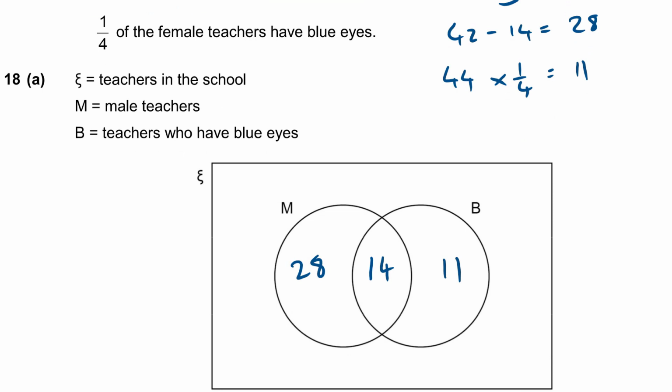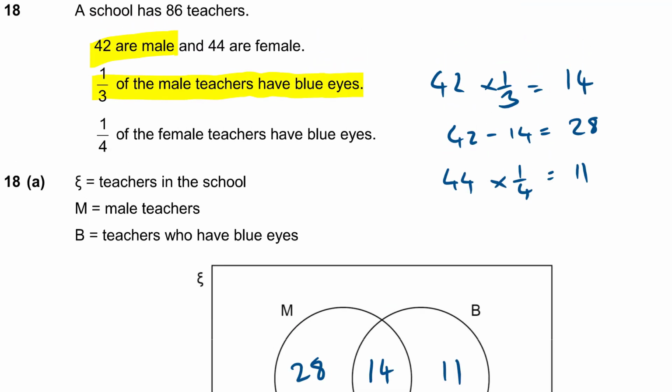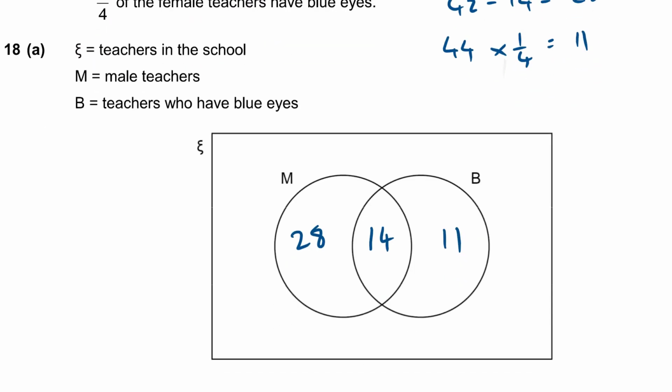And now we can work out what's left. We've got 86 teachers altogether. So 86 minus my 3 other parts, 28 and 14 and 11. That's 42 plus 11, 53. 86 subtract 53 is 33 female teachers with not blue eyes. That's what's going to go there.